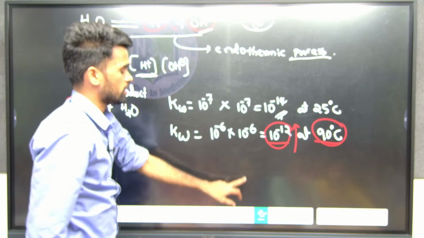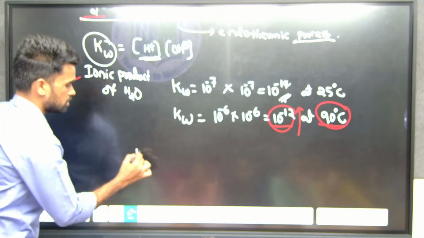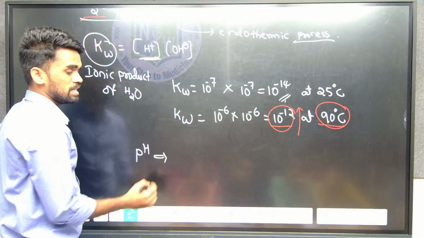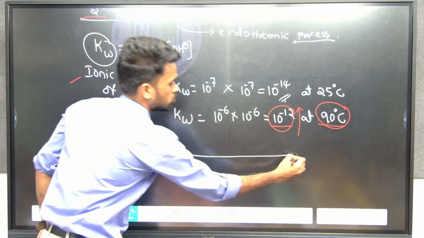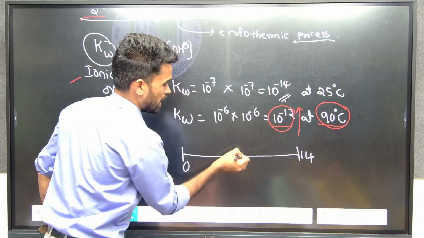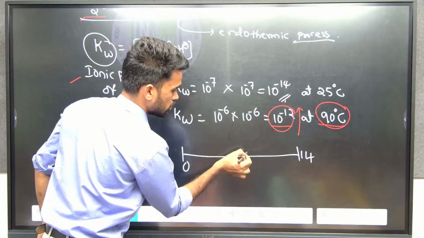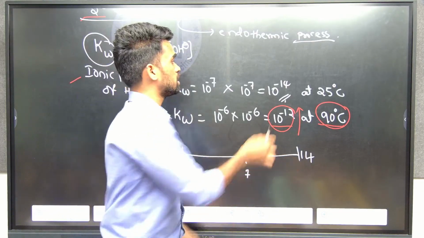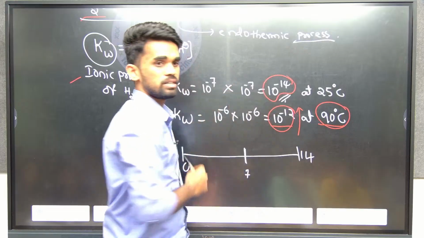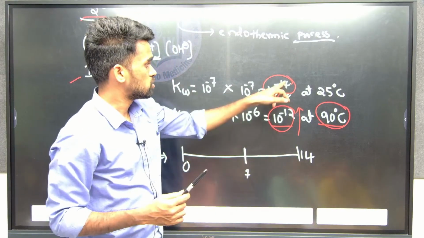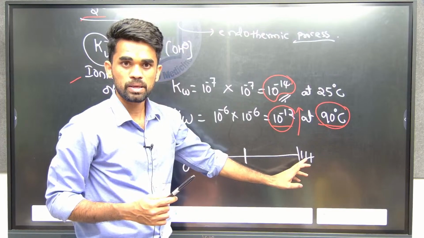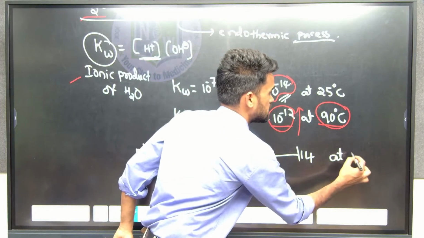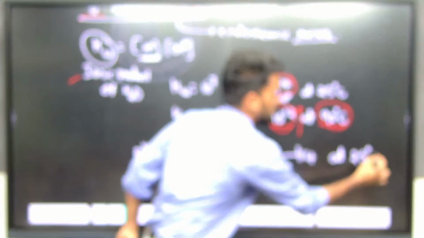Okay. Now if you take the pH scale, from where to where does it lie? From 0 to 14. So in between we have 7. Why are we taking it up to 14 only? Because the ionic product of water we got is 10 power minus 14. So this 14 value we are taking. This scale is at what temperature? This is at 25 degrees Celsius.